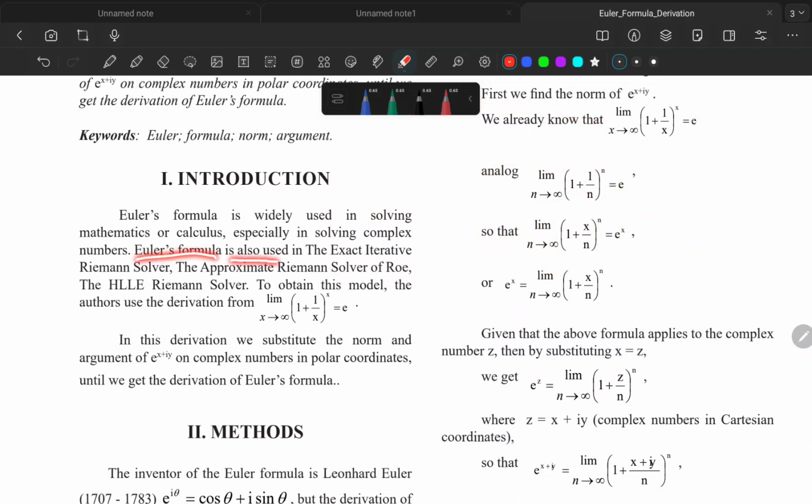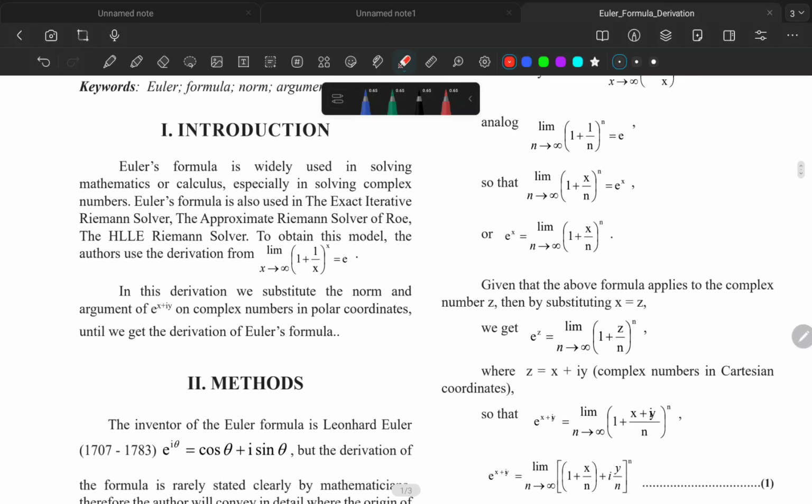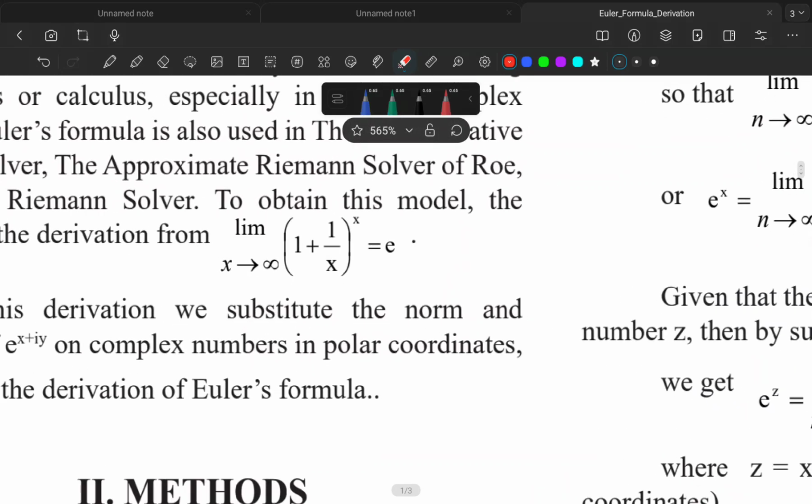Euler's formula is also used in the exact iterative Riemann solver, the approximate Riemann solver of Roe, the Hill Riemann solver. To obtain this model, the author used the derivation from... okay, so we don't need all these kinds of things. We just need to get to the proof, right? Okay, so the author begins the proof with this.